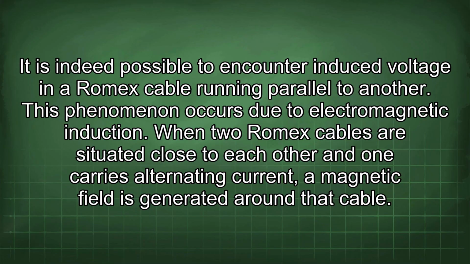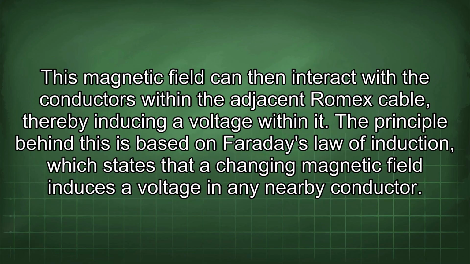It is indeed possible to encounter induced voltage in a Romex cable running parallel to another. This phenomenon occurs due to electromagnetic induction. When two Romex cables are situated close to each other and one carries alternating current, a magnetic field is generated around that cable. This magnetic field can then interact with the conductors within the adjacent Romex cable, thereby inducing a voltage within it. The principle behind this is based on Faraday's law of induction, which states that a changing magnetic field induces a voltage in any nearby conductor.